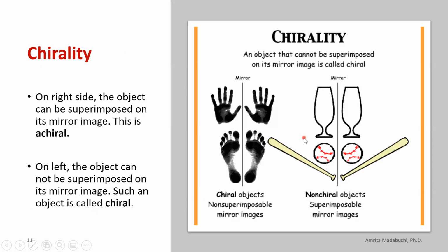In this figure, that's exactly the hand example we were talking about. I'm talking about a hand or similar things that you can see. These are not superimposable. Anything that is not superimposable is chiral. Anything that is superimposable is non-chiral or achiral. Non and a here have the same meaning. Let me write that down: achiral is the same as non-chiral.